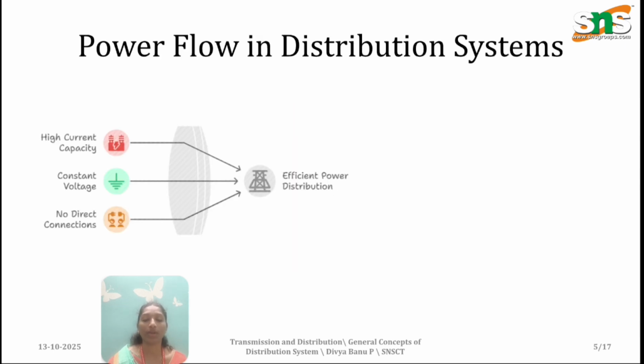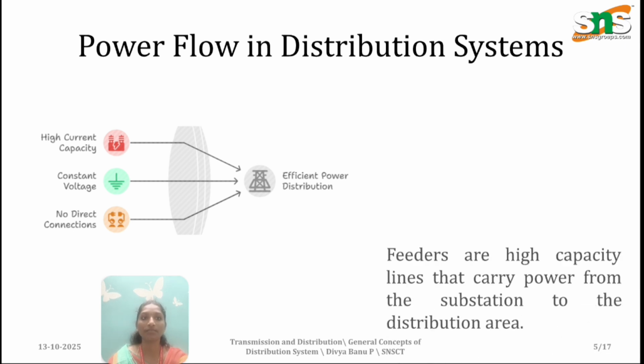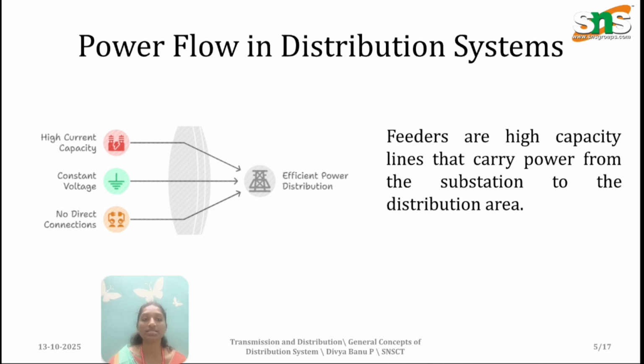Now we are going to see the power flow in a distribution system. Efficient power can be distributed when there is a high current capacity, constant voltage, and no direct connections. These are the parameters needed for efficient power distribution. Feeders are high capacity lines that carry power from the substation to the distribution area. The power reaches the substation from the transmission part.